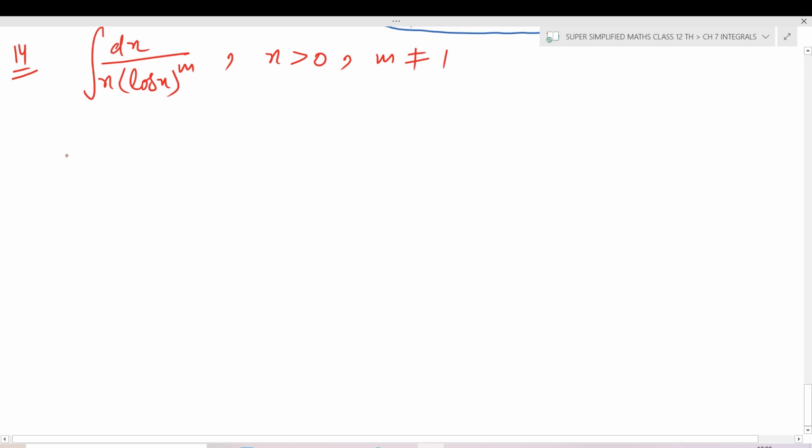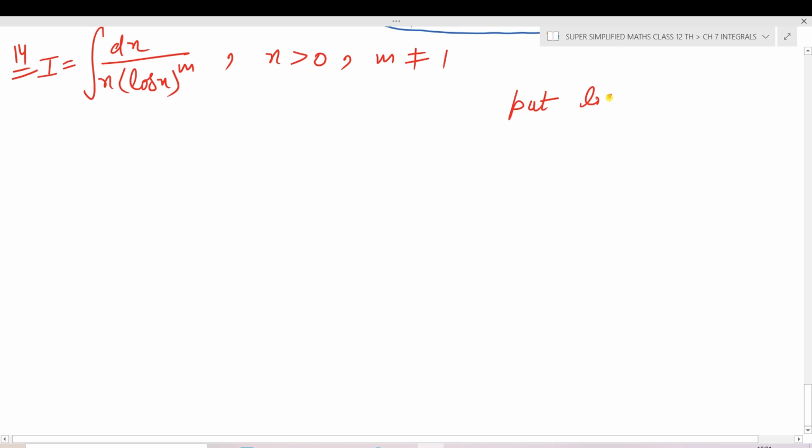Question number 14. Integral I is dx upon x (log x) raised to the power m. x is greater than 0 because it is in the denominator, and m is not equal to 1. So they have given you that m is not equal to 1.